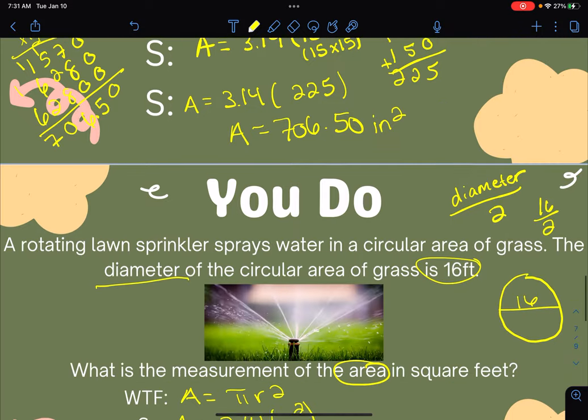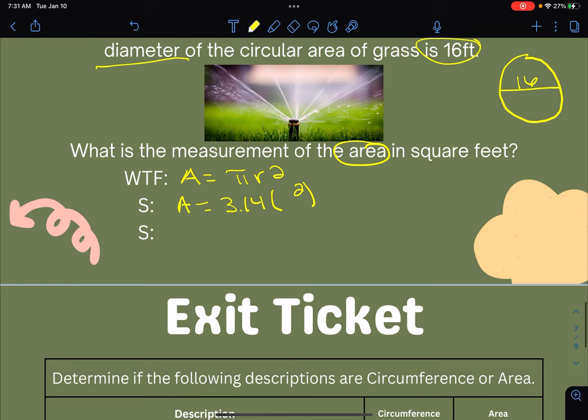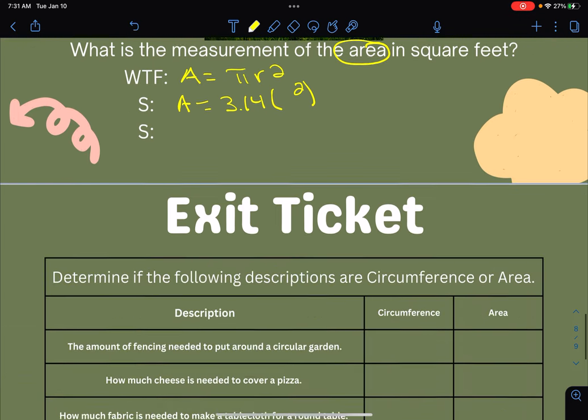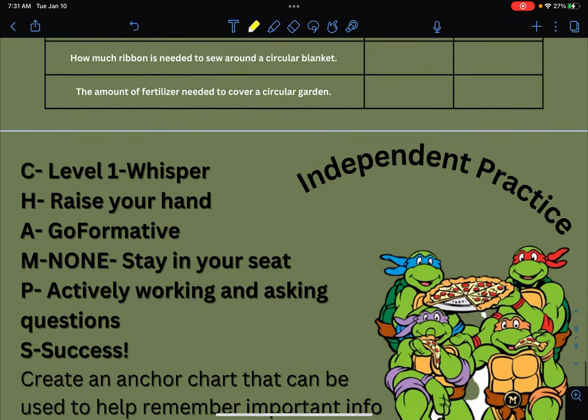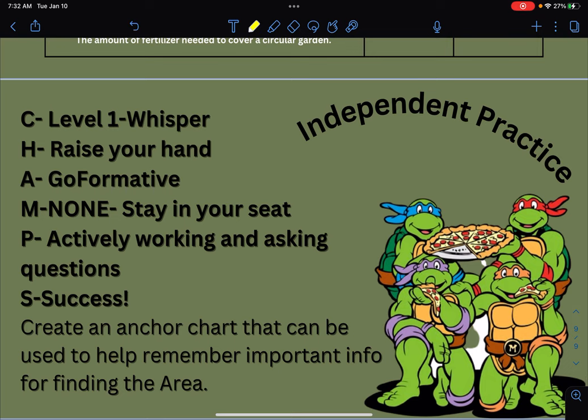Okay, so make sure you finish the you-do, and then go on to your independent practice, and then your teacher will tell you when to complete your exit ticket. These are your expectations; your teacher might have different expectations, okay? But if not, these are the ones you should follow. But just double check with your teacher, okay?